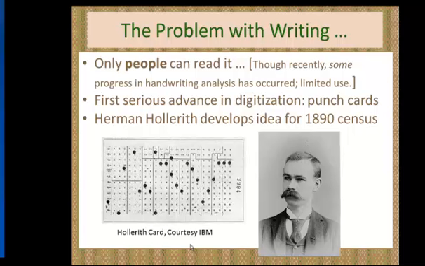Problem with writing. Our forefathers decided every 10 years that the United States was going to have a census, and people had to go door to door and record, but only people could read that. In 1890, digitization occurred for the census. Here is a Hollerith card, which is a punch card, and this contains census information. One interesting tidbit is that the United States Census was one of the first purchasers of a computer for the 1950 census.